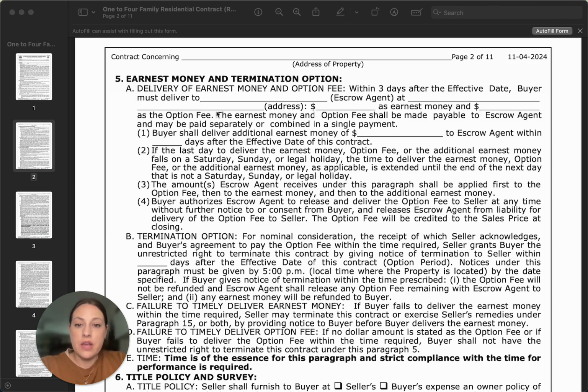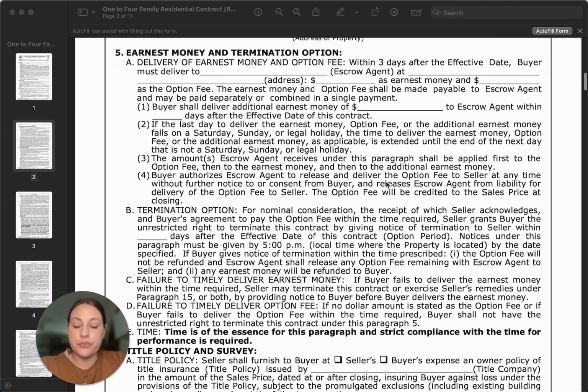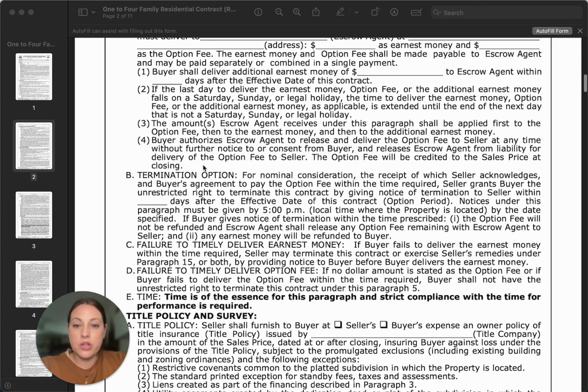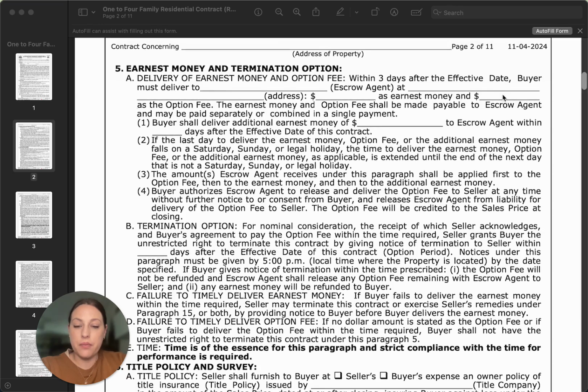And then the option fee, which is an amount that you pay to have a certain period of time where you do your due diligence and you have your inspections. It's a time when you can change your mind and back out of the contract. So you pay for that right, and you put that amount here. For that termination option that I mentioned, here goes the number of days that you've paid for up here. So for example, you could have 7 days for $350.